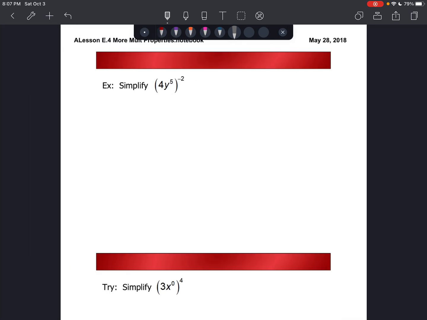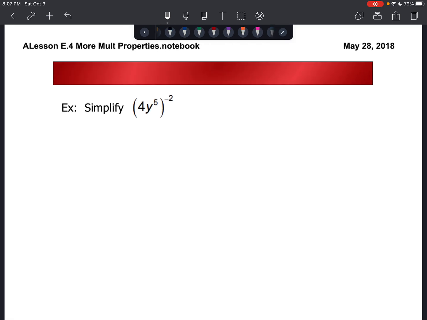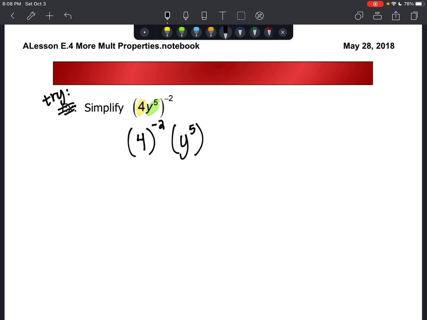Now I've got a few for you to try. So we're going to try this one. I know it says example, but I'm pretty confident in your ability to give this one a try. So think about how many parentheses you're going to have. Well, I've got a base of 4, and I've got a base of y to the 5th, so I'm going to have 2 parentheses. Parentheses with a 4 raised to the negative 2 power, and a parentheses with y to the 5th raised to the negative 2 power.